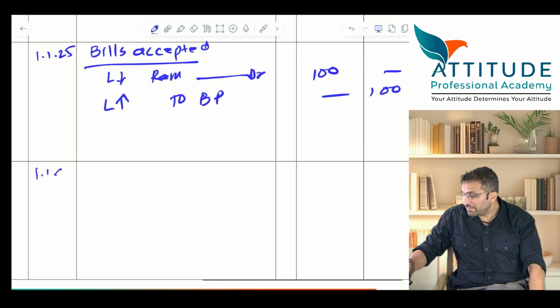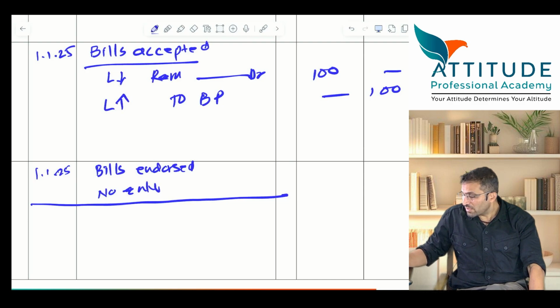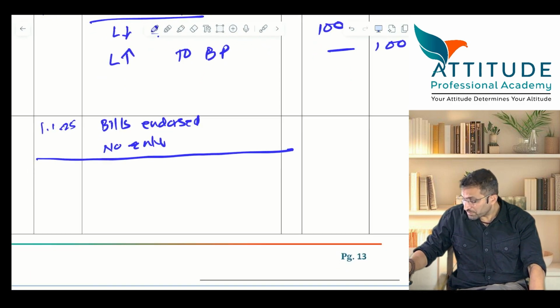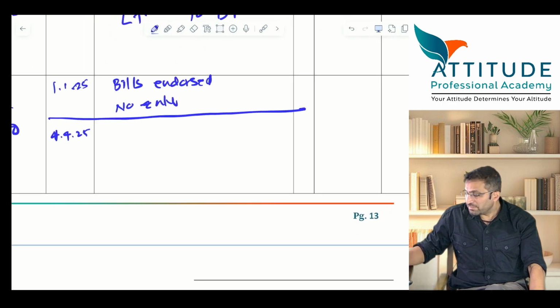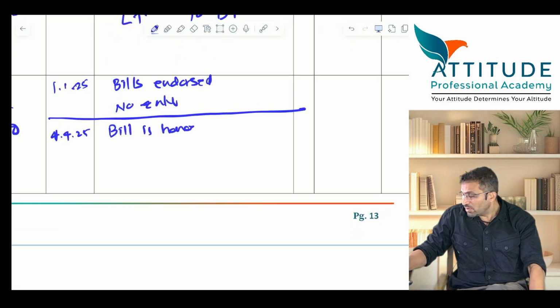On the same day, bills endorsed. For bills endorsed, tell me. No entry. Very good. For bills endorsed, no entry. Next. But on 4/4/25, bill is honored. Entry.